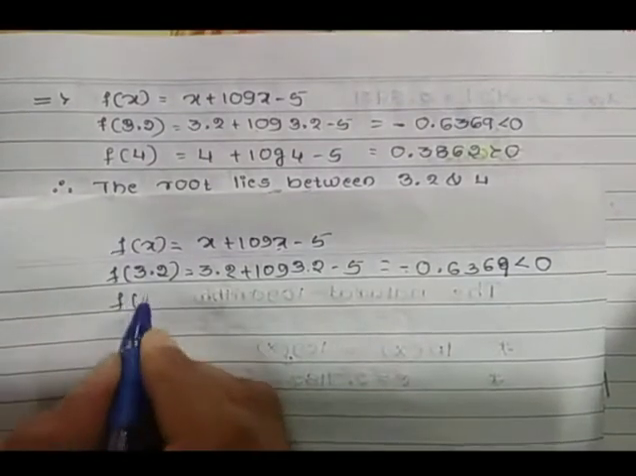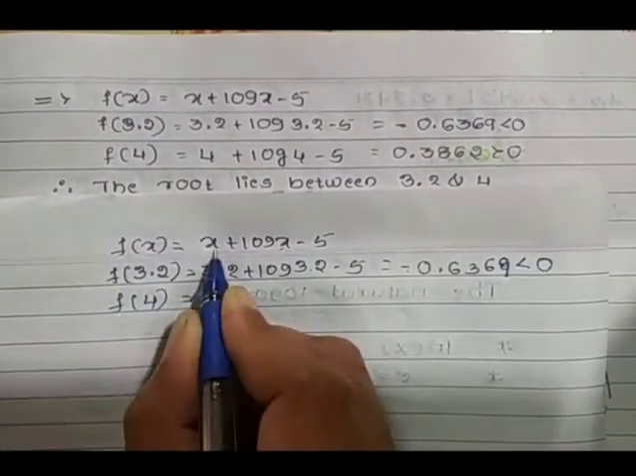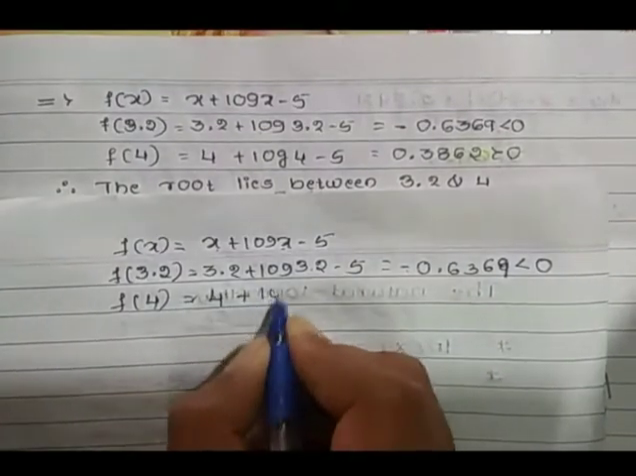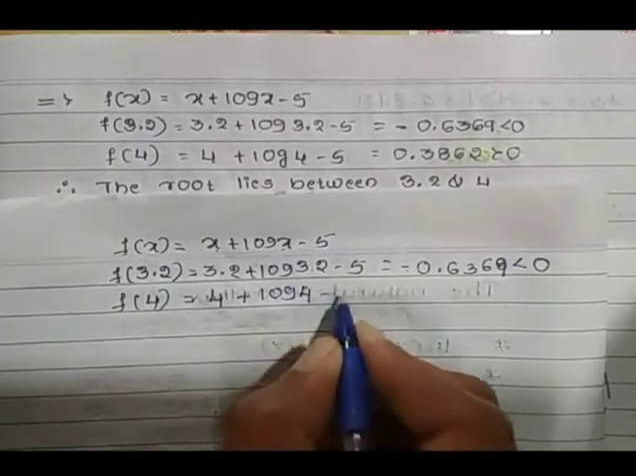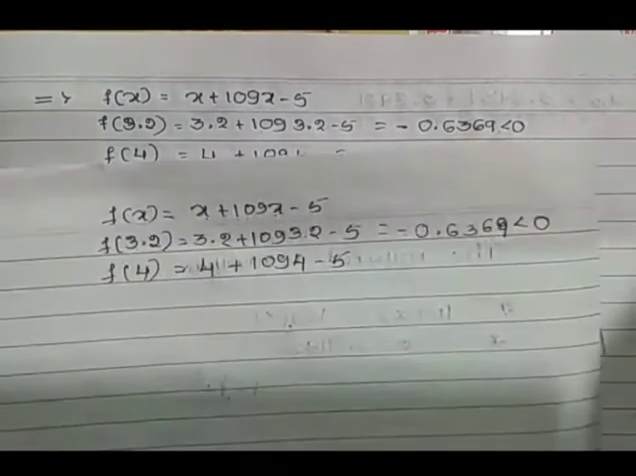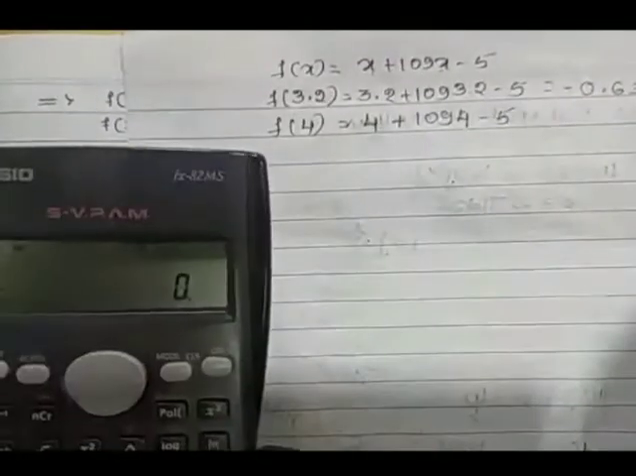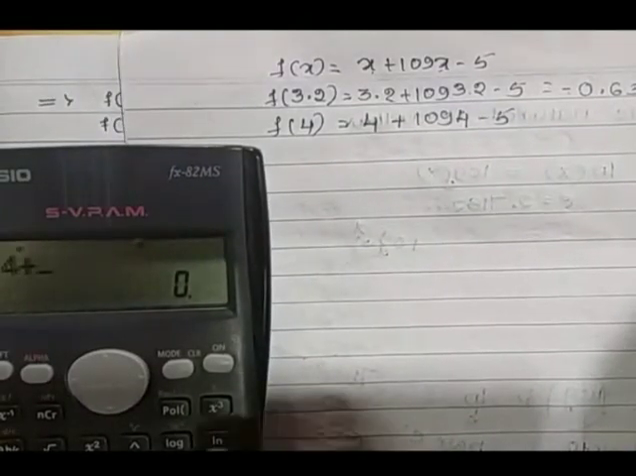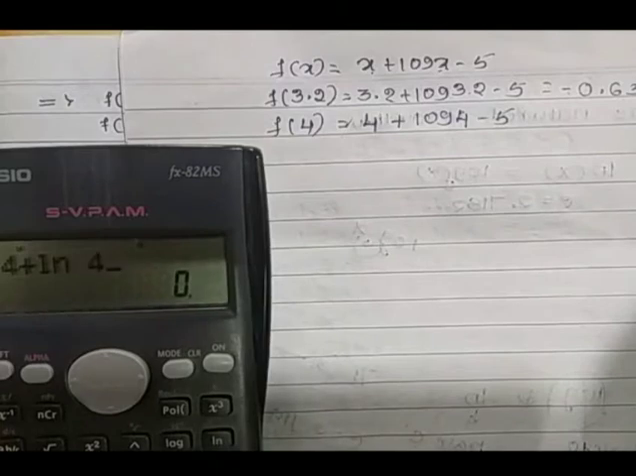Then go for f of 4. Replace the x value using 4, that is 4 plus log 4 minus 5. Again using the scientific calculator, 4 plus ln 4 minus 5, which is equal to 0.3862.